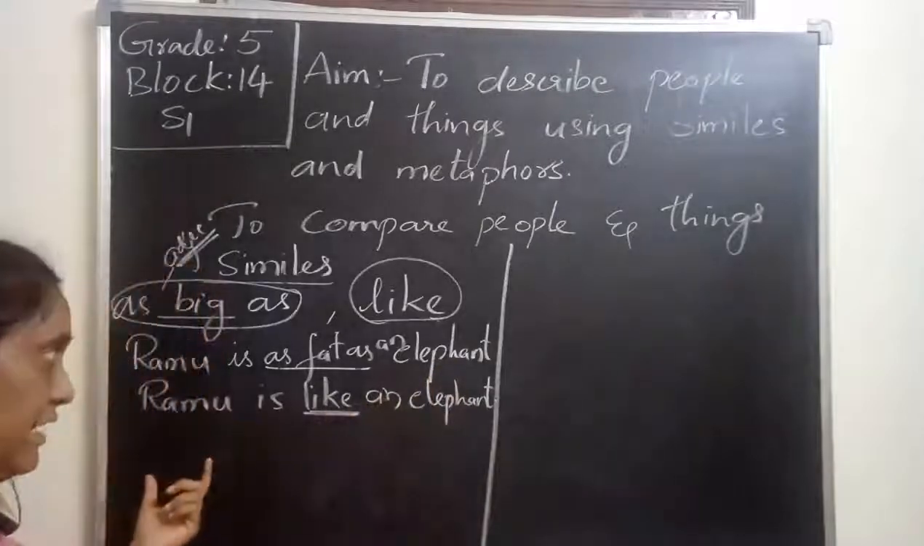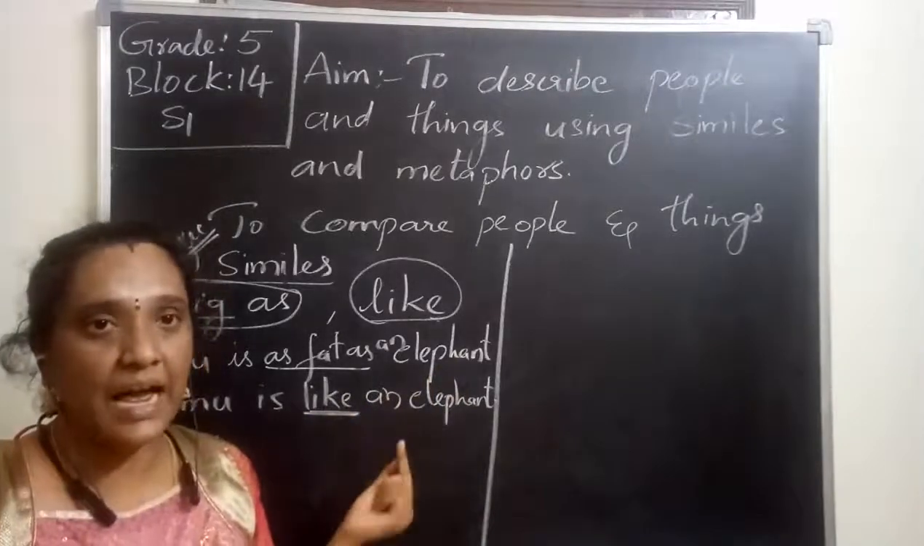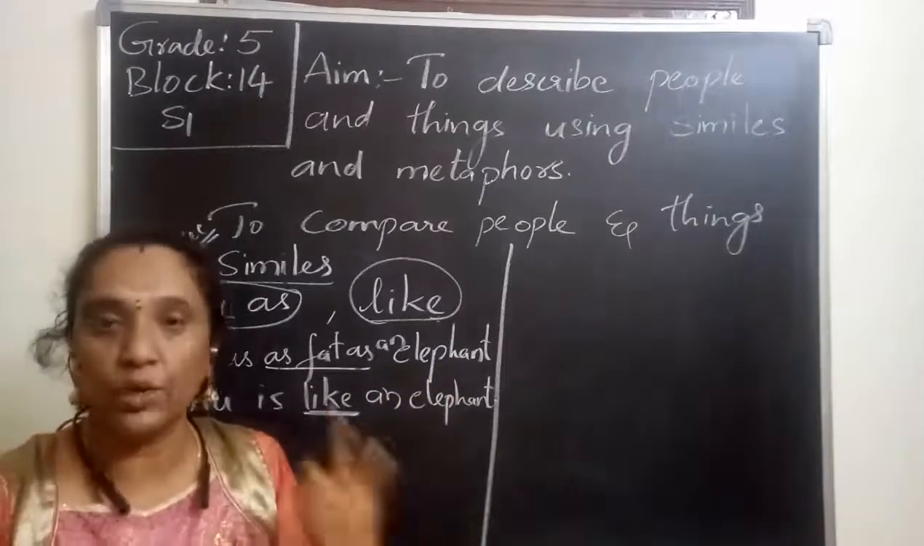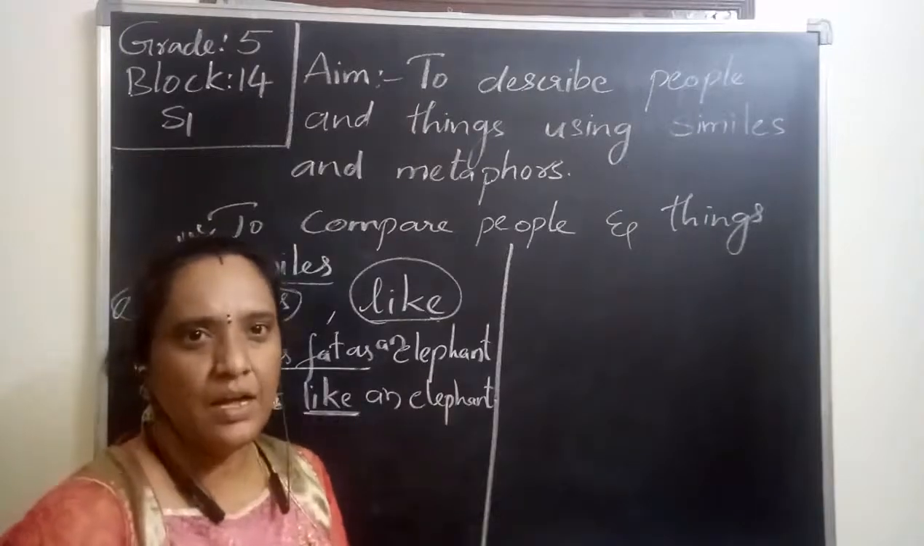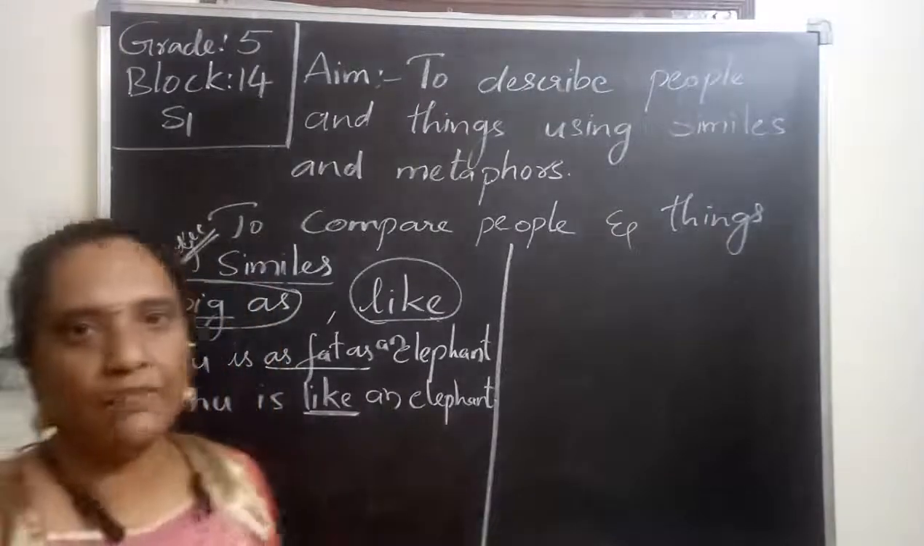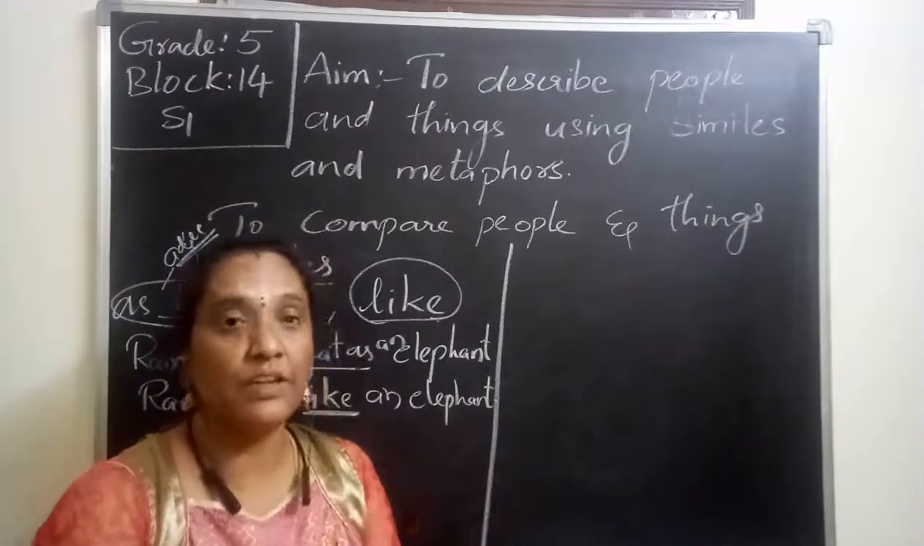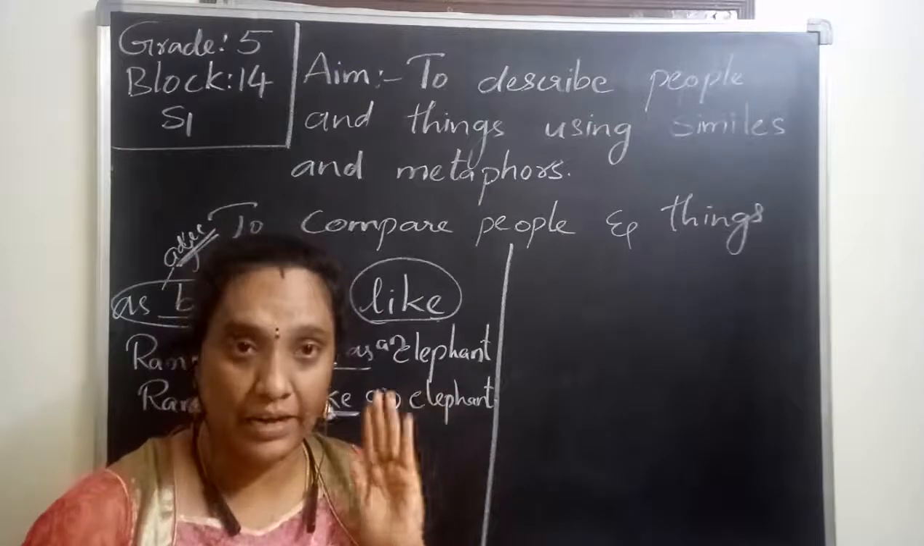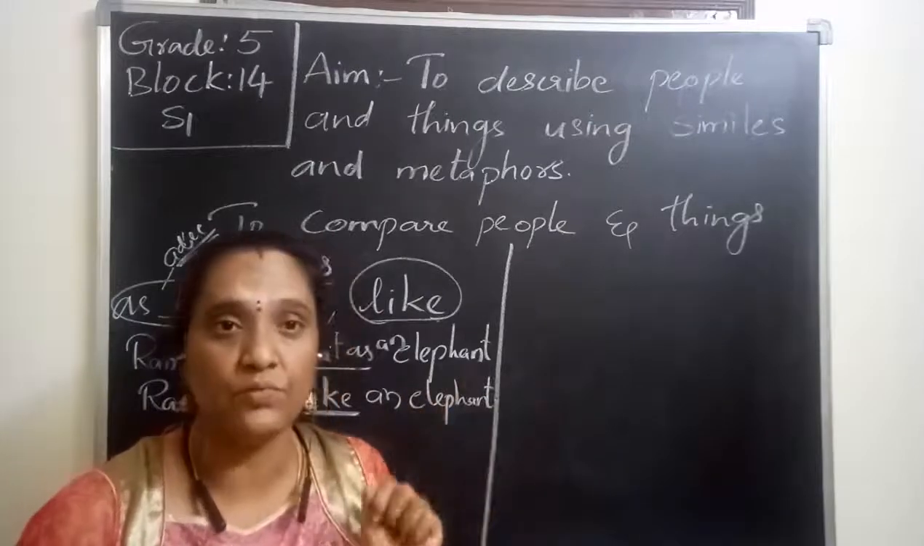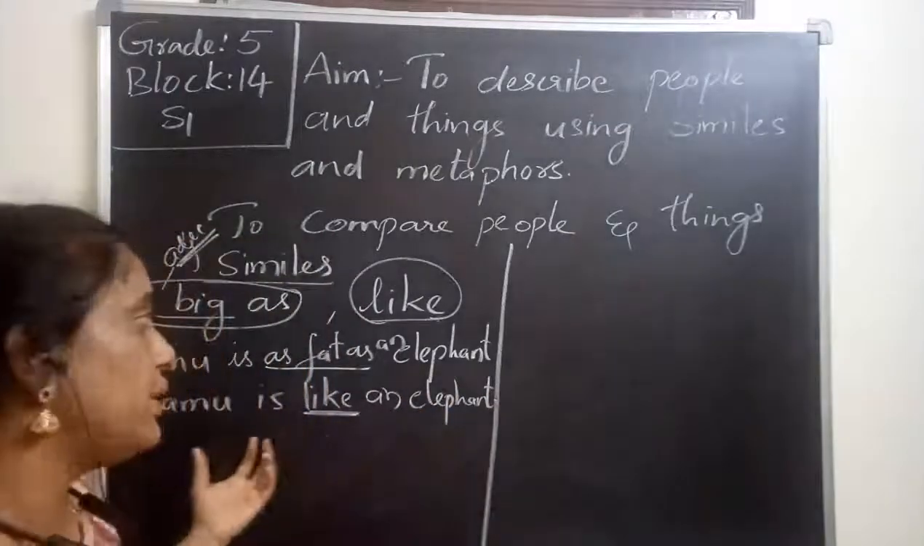If I say he is thin, Ramu is as thin as a toothpick. I can use a toothpick. So a toothpick will be very thin. Can I say he is as thin as an elephant? No, because an elephant is not at all thin. So whether the comparison is correct or not, whether we are using it in the correct sense or not, that is based on that.